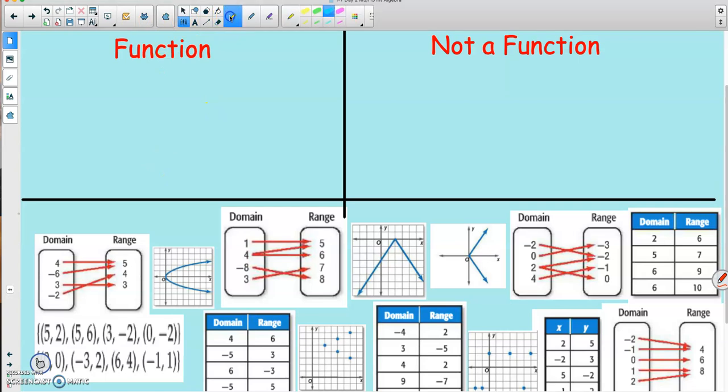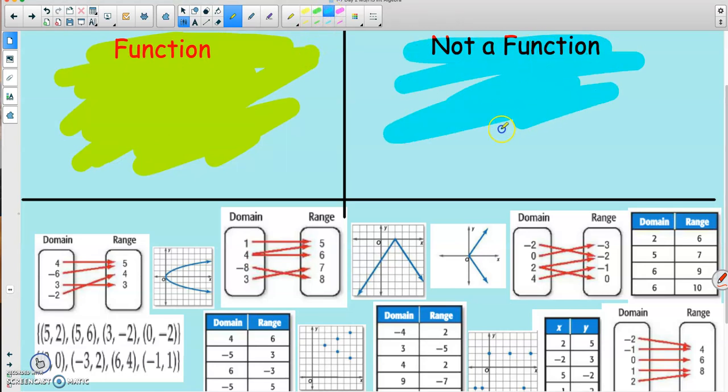So what you could do is go to your highlighter and then just highlight this entire function area. If you run out of room, you can just color that color and then pick a different color for not a function. So I'm just going to go with yellow or blue. Okay, so I can click and drag some of them and get them to fit.